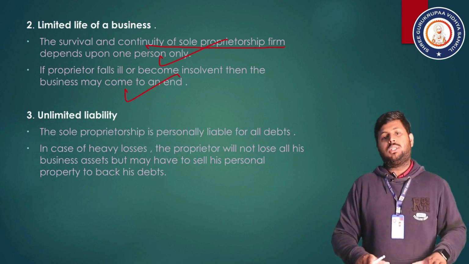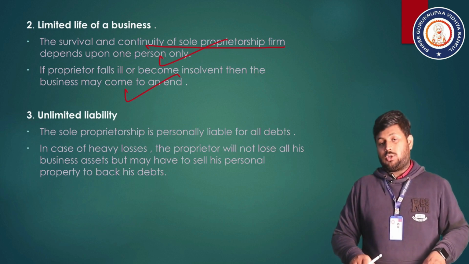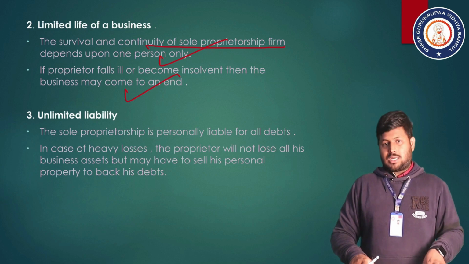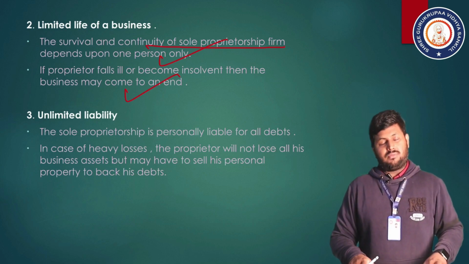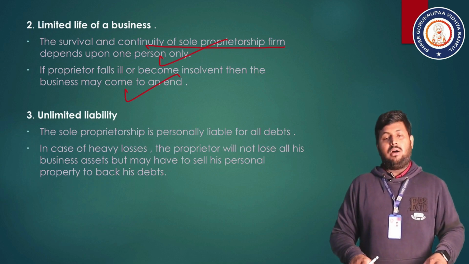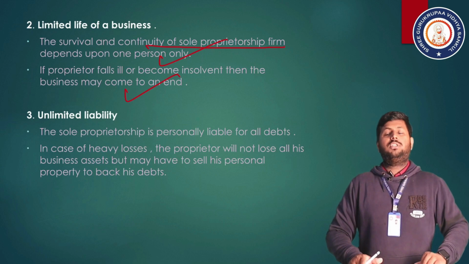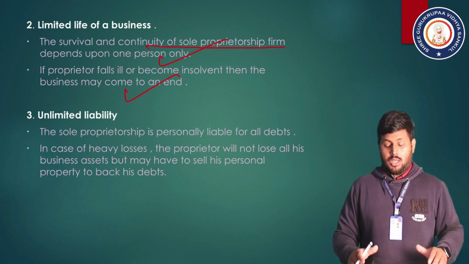Every person should consider his wealth, that is assets, and the credits of the business, that is creditors. We should always consider this: we should not let creditors increase beyond assets. Otherwise, we have to suffer. If we suffer loss, we have to curtail our personal property and sell it off, which is not a beneficial position. That is why it is a disadvantage of a sole proprietor.